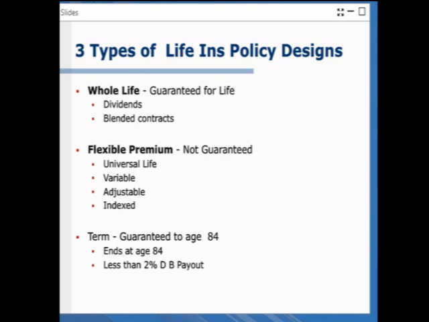Up until the 1980s, it was like going to a Carvel's ice cream store. There were two flavors. Chocolate was the whole life, and vanilla was the term, and they were both guaranteed. Then in the early 80s, we discovered what I call the Baskin-Robbins effect with many flavors, and that's where the flexible premium first came into use. And all of these are not guaranteed.